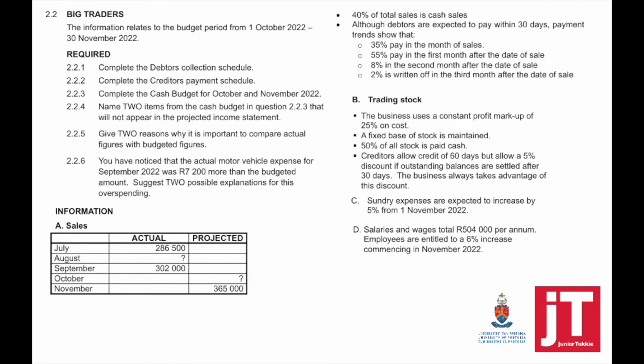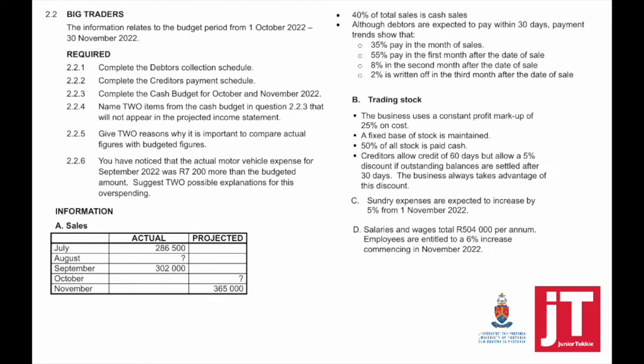Question 2.2, Big Traders. The following information relates to the budget period from 1 October 2022 to 30 November 2022. Question number 1, required. Complete the debtors collection schedule. Number 2, complete the creditors payment schedule. Number 3, complete the cash budget for October and November 2022.